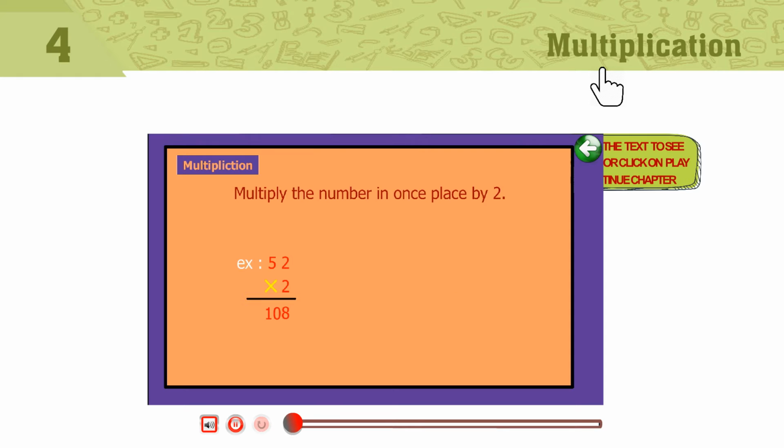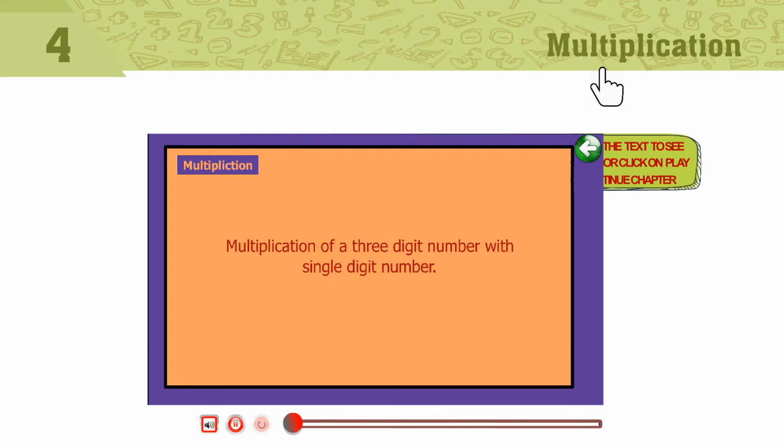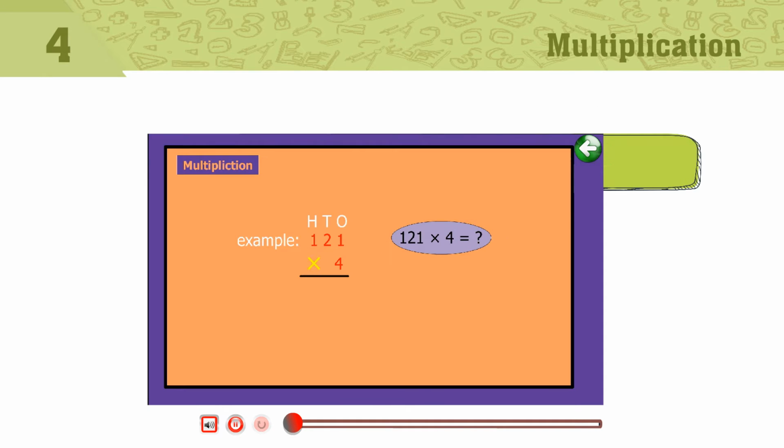Try for some more examples. 44 into 2, 32 into 3, 40 into 4. Multiplication of a three-digit number with a single-digit number. Here is an example.